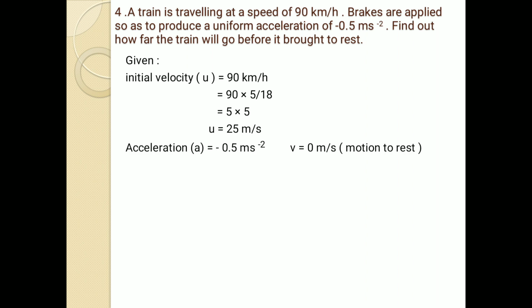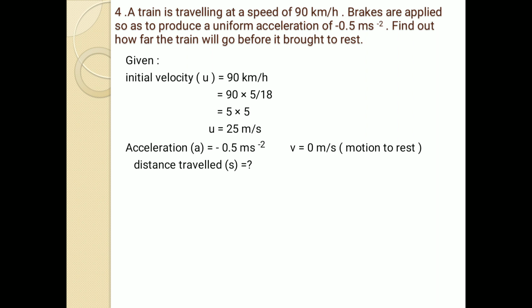What about acceleration? Acceleration they have given minus 0.5 meter per second square, and final velocity will become 0 because the train is coming to rest, motion to rest. Any object finally comes to rest means final velocity will become 0. Keep in your mind, if any object starts from rest, initial velocity will become 0. Don't forget this one. Okay. So next, we need to find out the distance traveled. We know the second equation of motion is meant for distance only, right? S is equal to ut plus half at square.